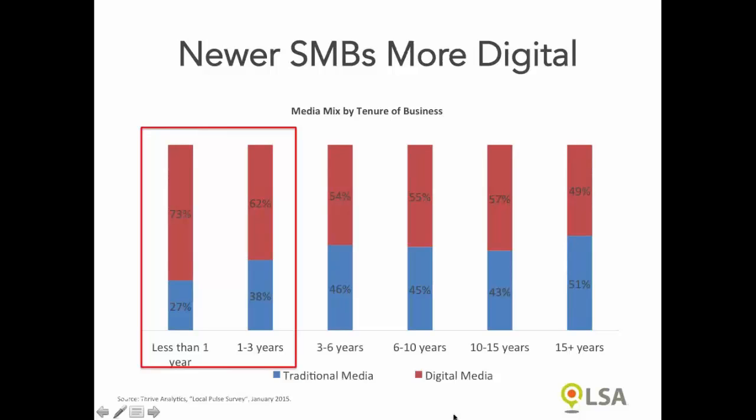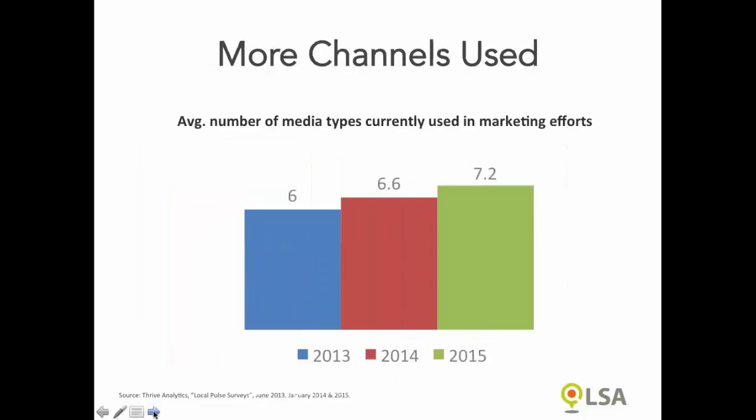Newer small businesses, as Neil suggested with his comments, are much more inclined to embrace digital marketing than more established businesses, although everybody's doing it. What we're finding is that more and more channels are being used by business owners, reflecting the increasing complexity of the market. BIA Kelsey have data like this. Burrell has data like this. What we found is that roughly 7.2 channels, media types, are being used. This includes traditional media as well by local business owners.